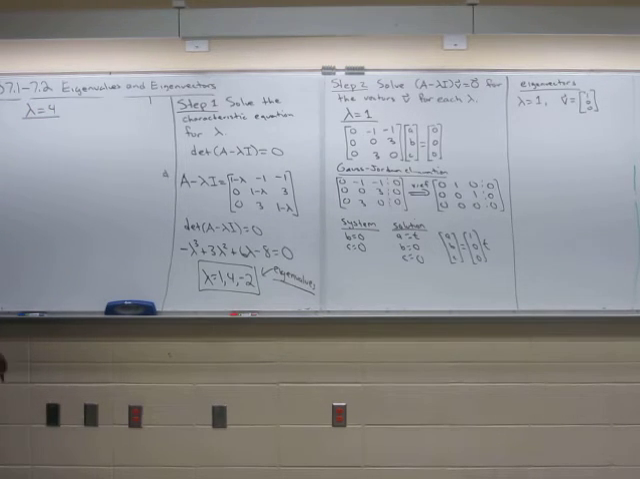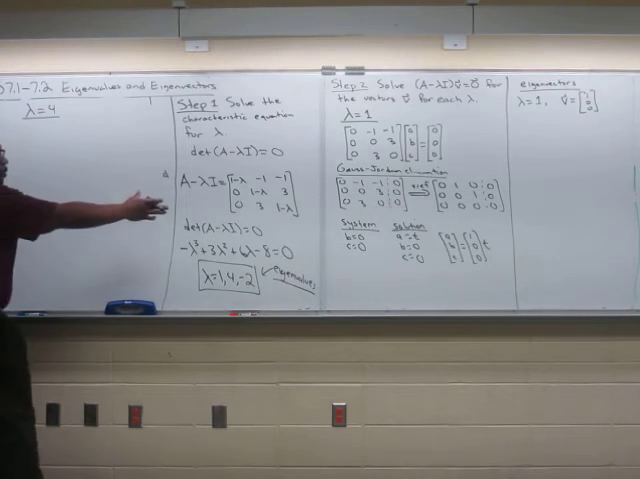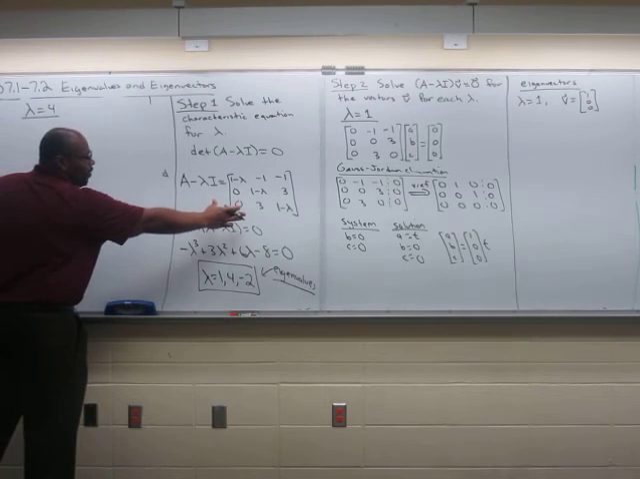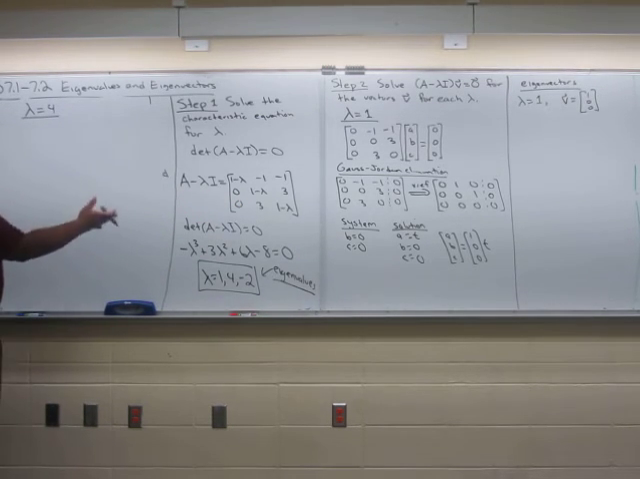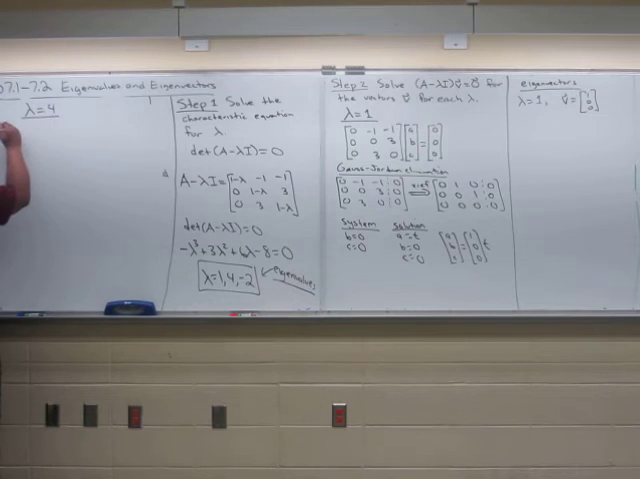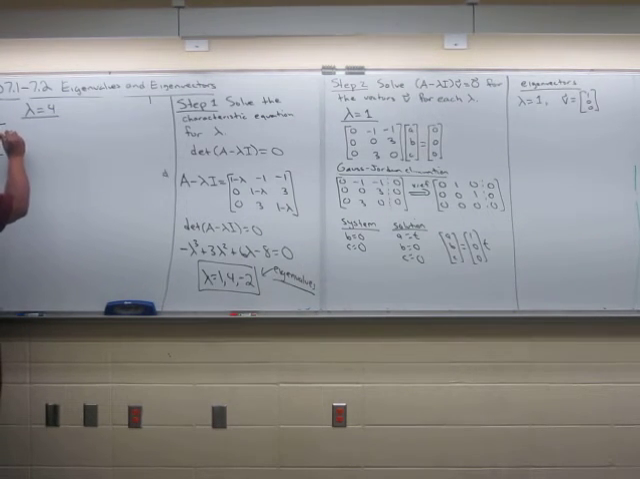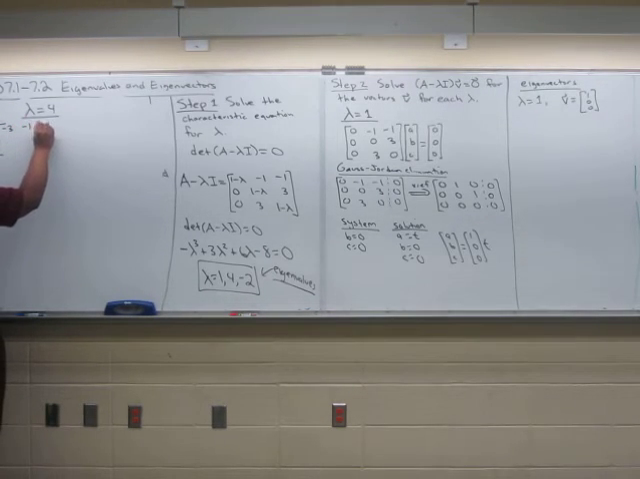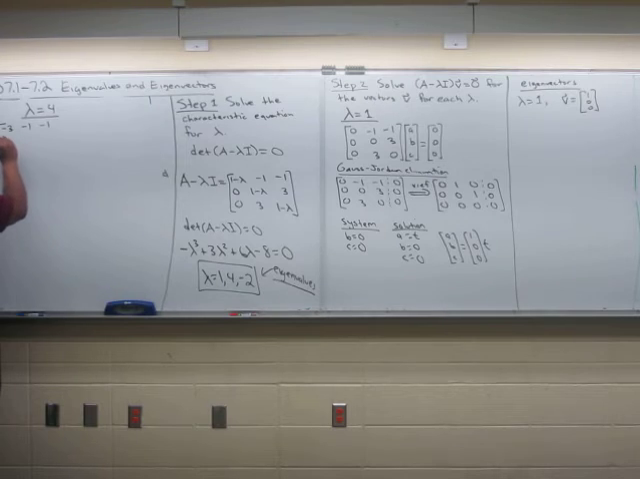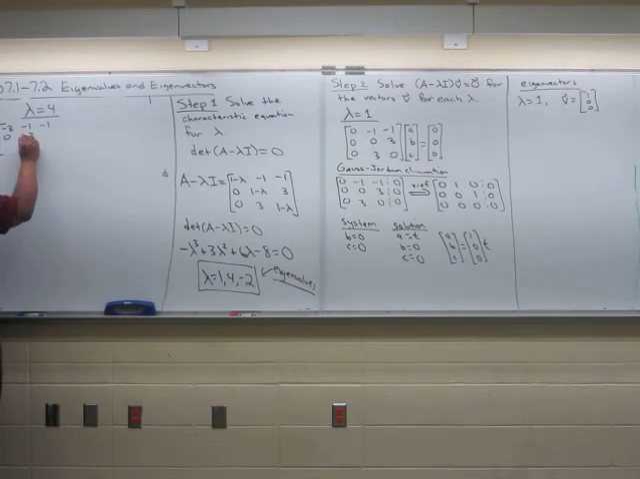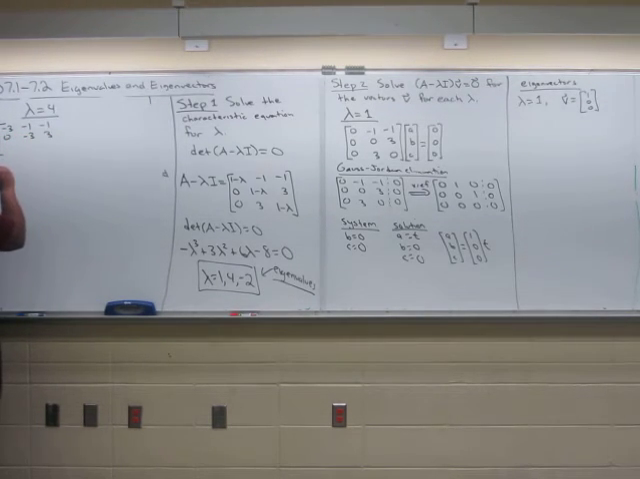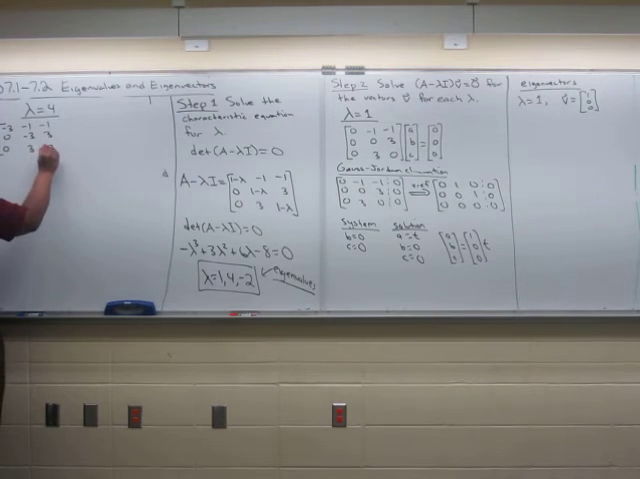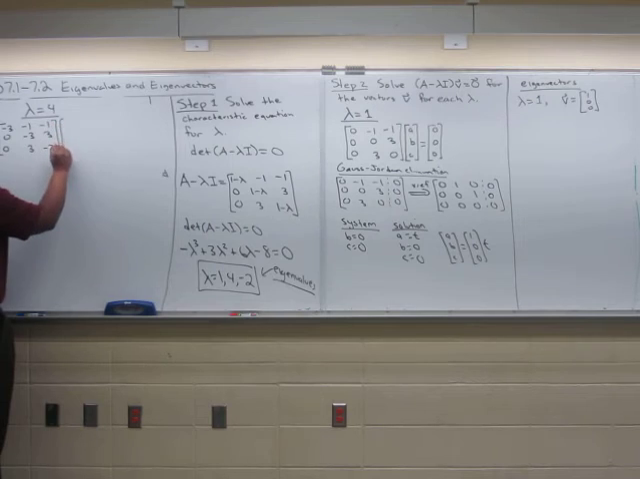Lambda equal to 4. Again, we're going to do what we did before, right? We're going to do the same thing we just did. We're going to plug in 4 for lambda. So we have, in this case, I think, negative 3, negative 1, negative 1, okay? 0, negative 3, 3, okay? We have 0, 3, negative 3 times A, B, C.